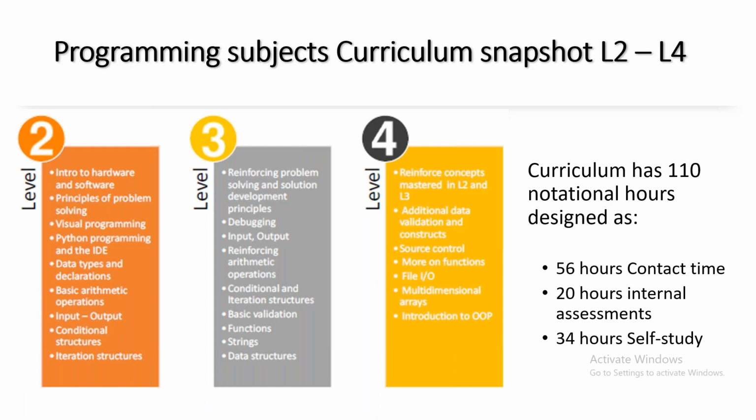Okay, but we did mention that for the cognitive skill level for students, these concepts must be mastered at this level. So let's quickly look at that. Reinforcing problem solving and solution development, debugging, input output, reinforcing arithmetic operations, conditional and iteration structures such as using loops and if statements, basic validation. This is very important, the validation part, because every programmer needs to be able to write programs that will not just crash. So they need to be able to verify the inputs, functions, strings, data structures. So these are the types of programming constructs that have to be mastered at level 3.